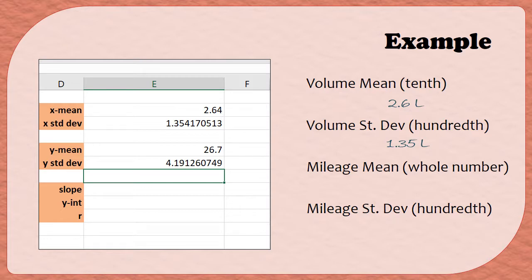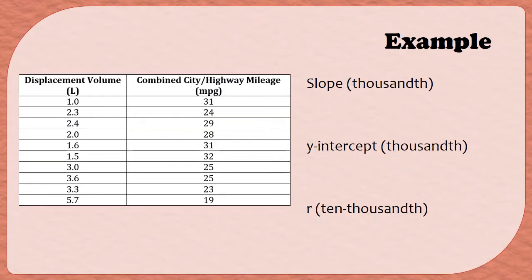For the mean mileage, this is now going to be measured in miles per gallon. So to the nearest whole mile per gallon, Y bar is going to round to 27 miles per gallon. And then the mileage standard deviation to the nearest hundredth, again to 2 decimal places, is going to be 4.19 miles per gallon. So these are the four summary values for our X values and for our Y values. Next, we're going to use Excel to find the slope, the y-intercept, and the new correlation coefficient for these data.